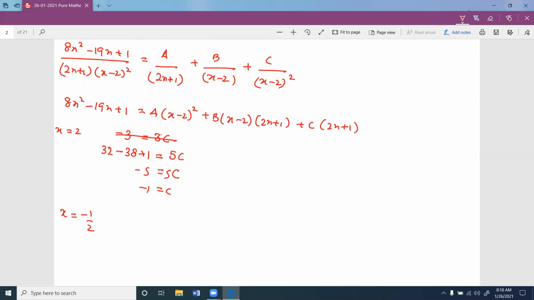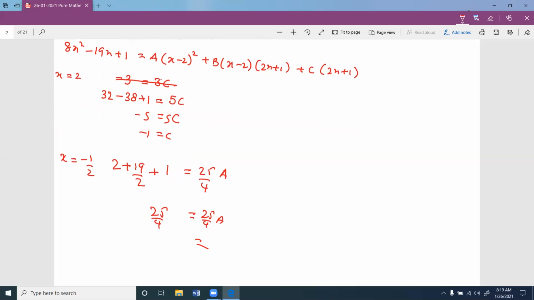Minus half, then you can say 8 into minus half squared turns out to be 2, minus 19 over 2 into minus half is plus 19 over 2, plus 1. It turns out to be minus half minus 5 over 2, so 25 over 4 A is equal to 25 over 4 A. You just check this calculation, but I think it's correct. Therefore, A is equal to 1.